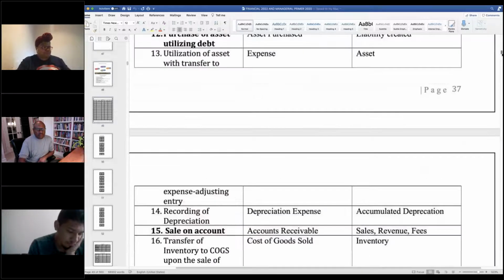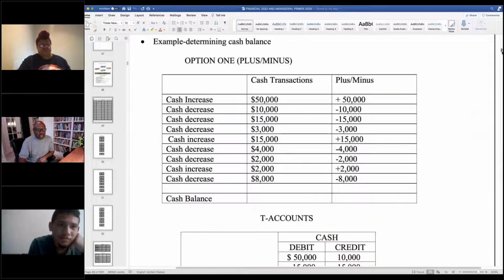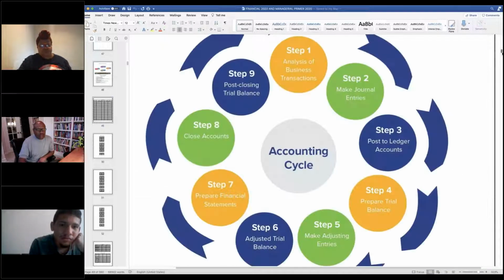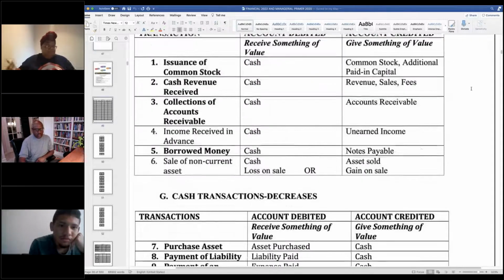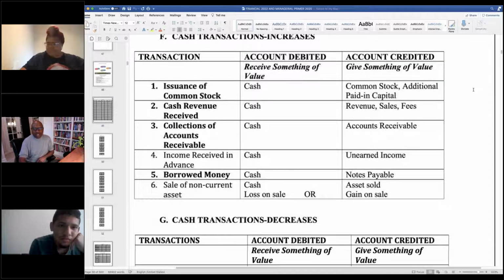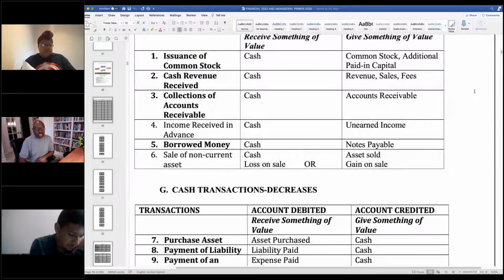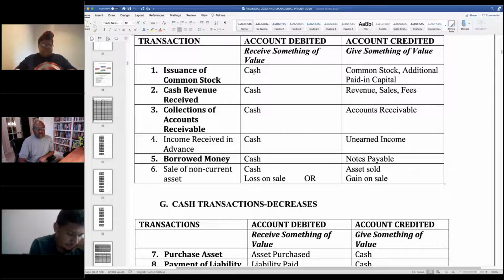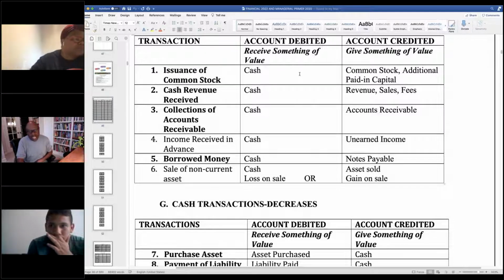I want to know the type first. That's the first thing you have to do. Isn't it a type 1? Okay, that's a type 1. And when it's a type 1, it tells us what? Debit cash, credit common stock. We're debiting cash and we're crediting common stock.